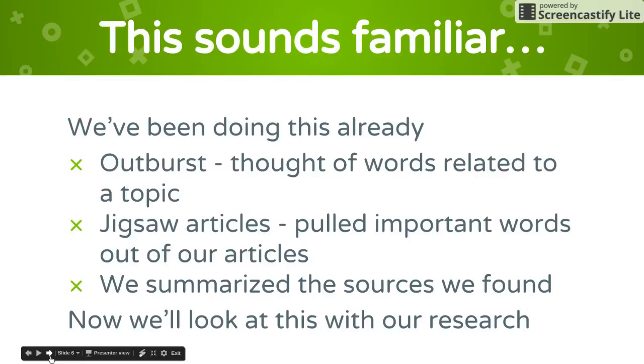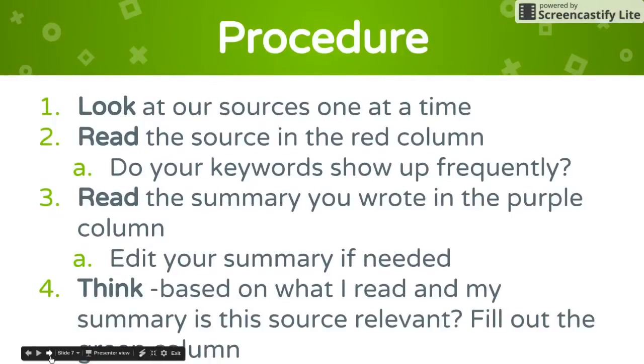When you did the jigsaw activity with your class, you read articles and you pulled the important ideas or keywords, the relevant words out of those articles. And then you've probably already summarized the sources that you've read about so far. So you should have some of this already done. So now that we've kind of practiced this in other ways, we're going to look at doing this with our research. So here are the steps that we're going to go through.